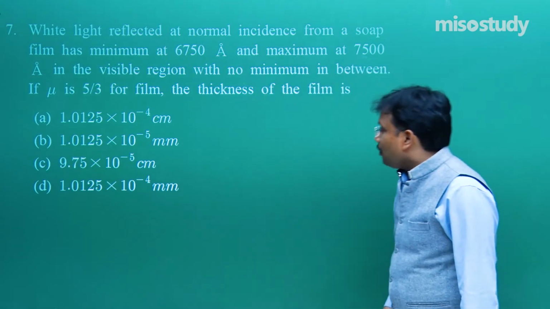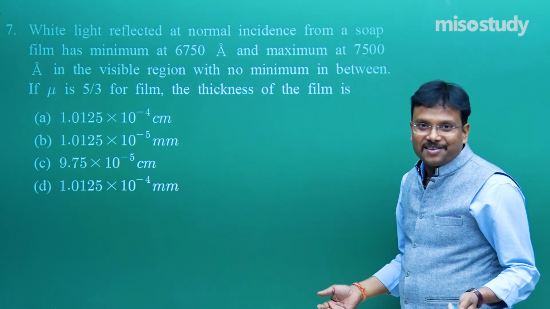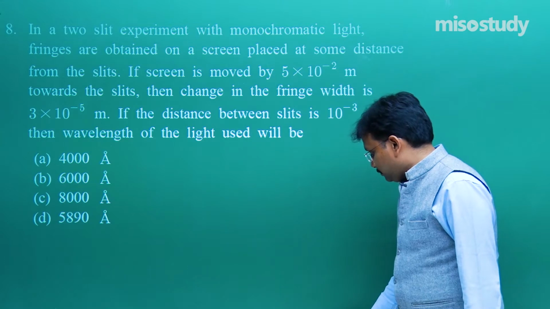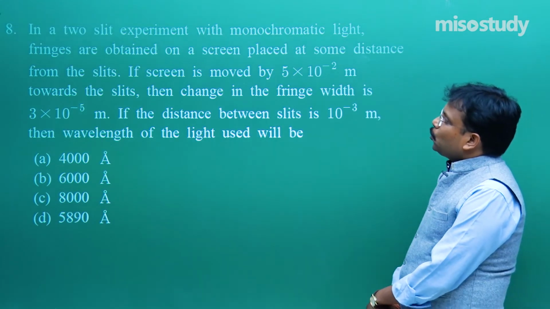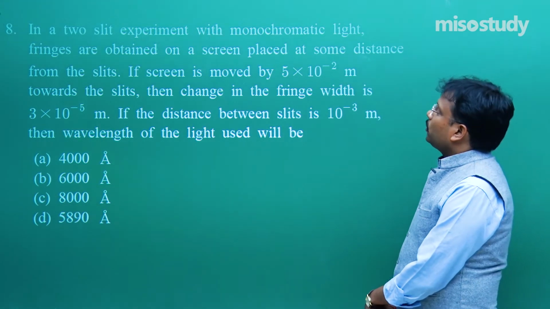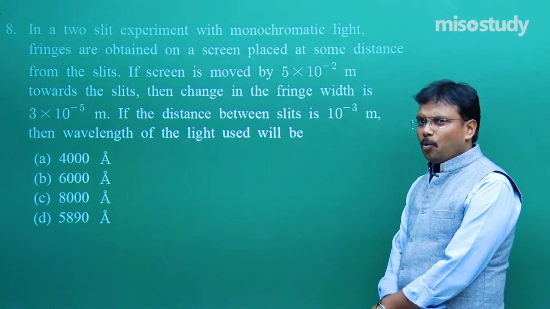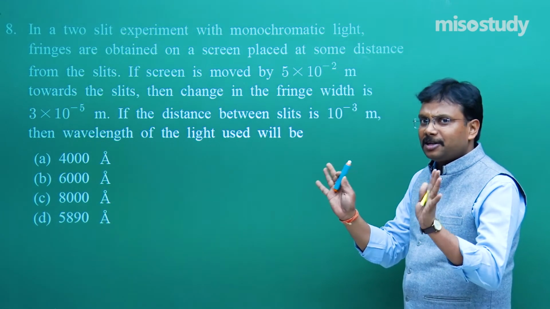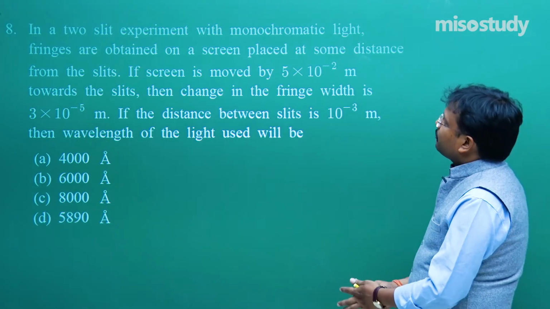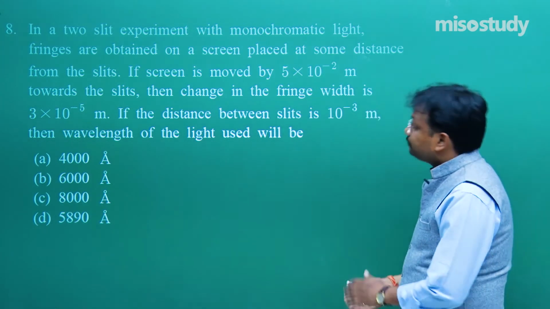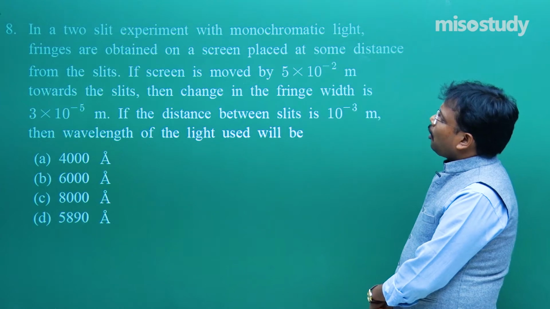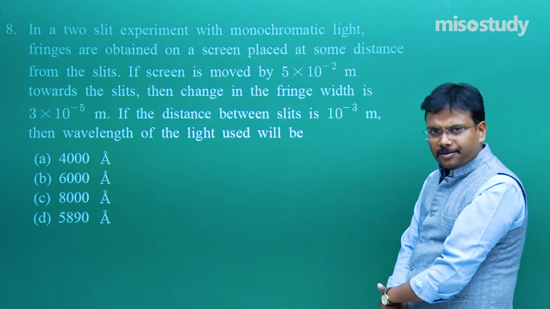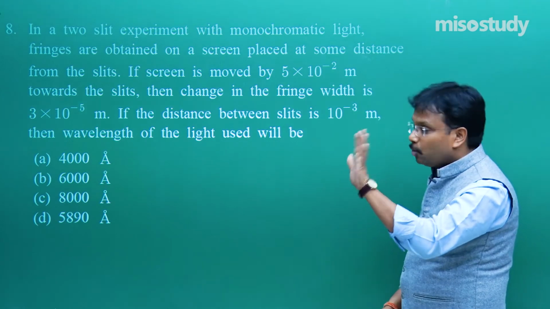Because in the examination hall, obviously you can't derive these results. So here comes your next question. In a 2-slit experiment with monochromatic light, somehow we are moving towards the interference pattern discussion. In a 2-slit experiment with monochromatic light, fringes are obtained on a screen placed at some distance from the slits. Fine, I will show you the diagram, do not worry.